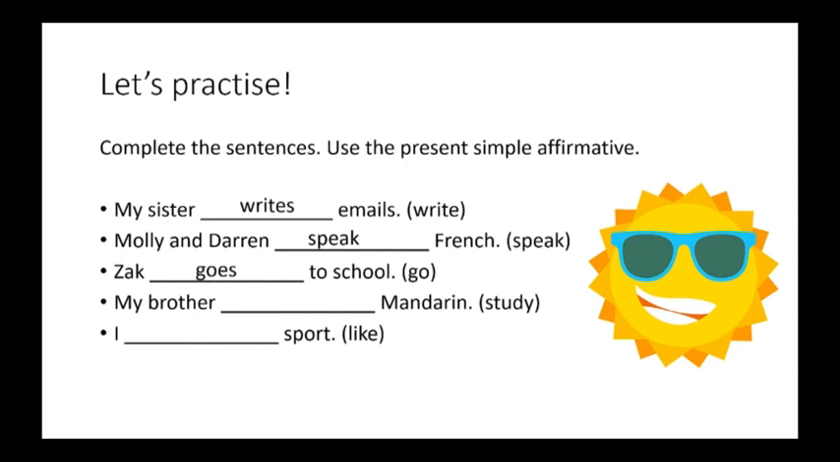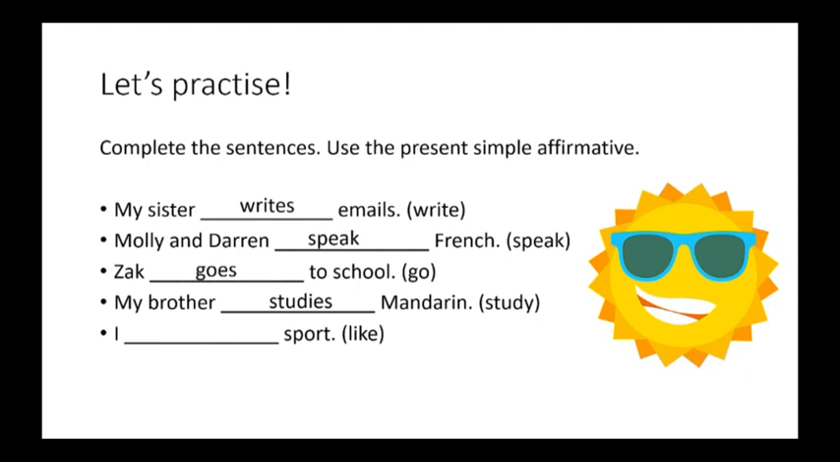My brother study Mandarin. My brother is a he, right? Again, we have the third person singular. My brother studies. But how do we add es to this verb? It ends in a y and there is a consonant before it. That means that we change the y to i and then we add es. My brother studies Mandarin.